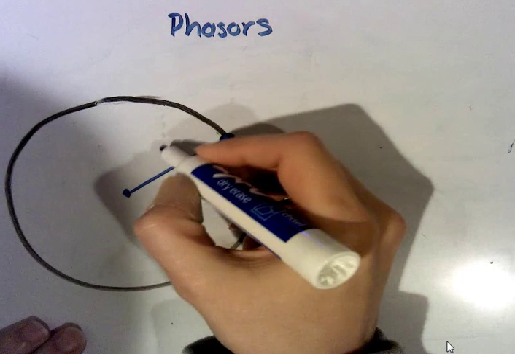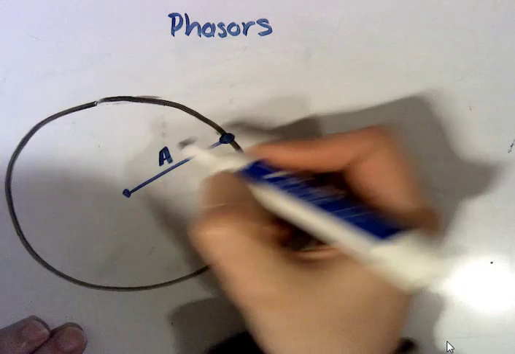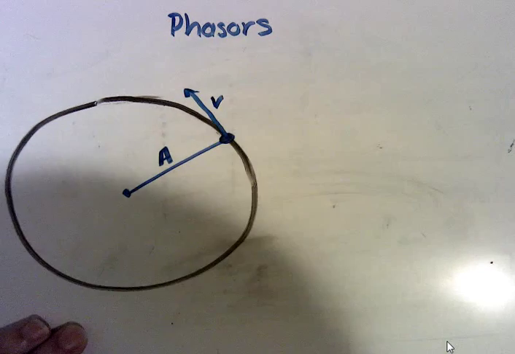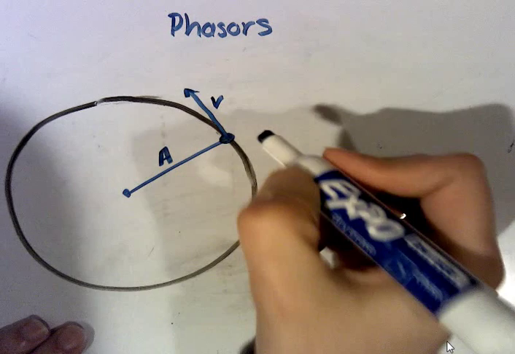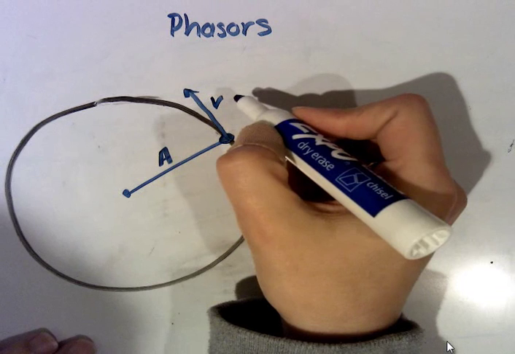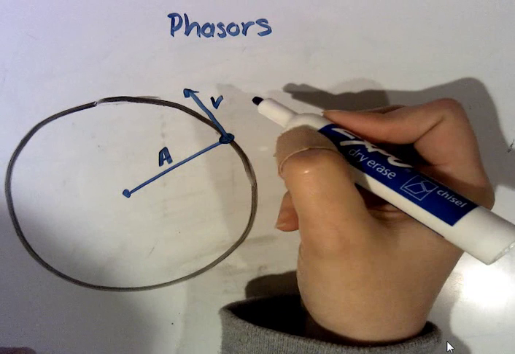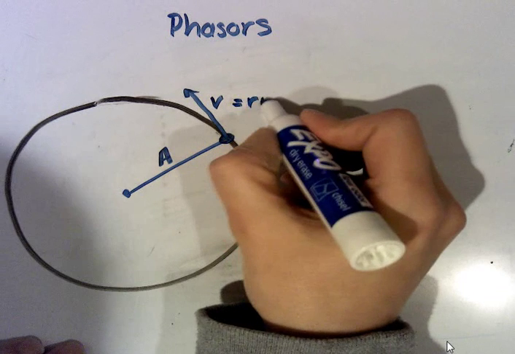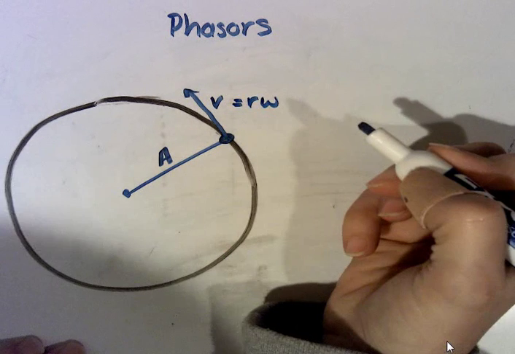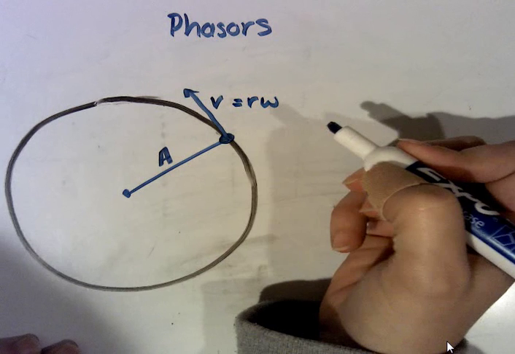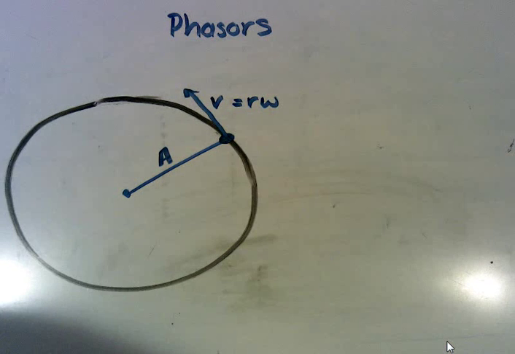Okay. Now if we've got an object moving at constant speed in a circle, our velocity is going to be given by r times w. Okay. Now we also know that when an object's moving at constant speed in a circle, it has got some acceleration, and that's centripetal acceleration. And if we remember back, our centripetal acceleration will be given to us by v squared over r.